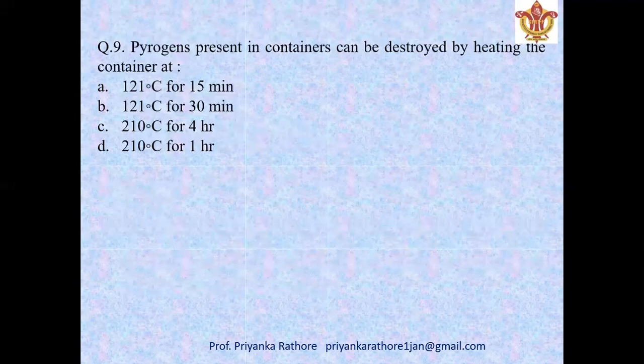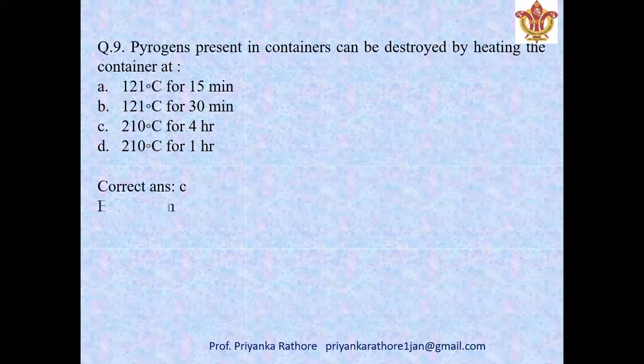Pyrogens present in containers, they can be destroyed by heating the container at option A 121 degrees centigrade for 15 minutes. Option B 121 degrees centigrade for 30 minutes. Option C 210 degrees centigrade for 4 hours. And D is 210 degrees centigrade for 1 hour. So the right answer is option C, that is 210 degrees centigrade for 4 hours.